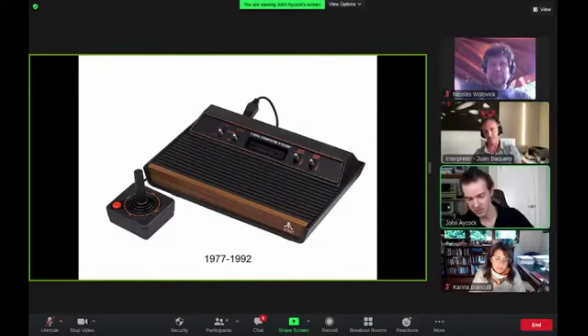When I talk about a constrained computer, the Atari 2600 only had 128 bytes of RAM.